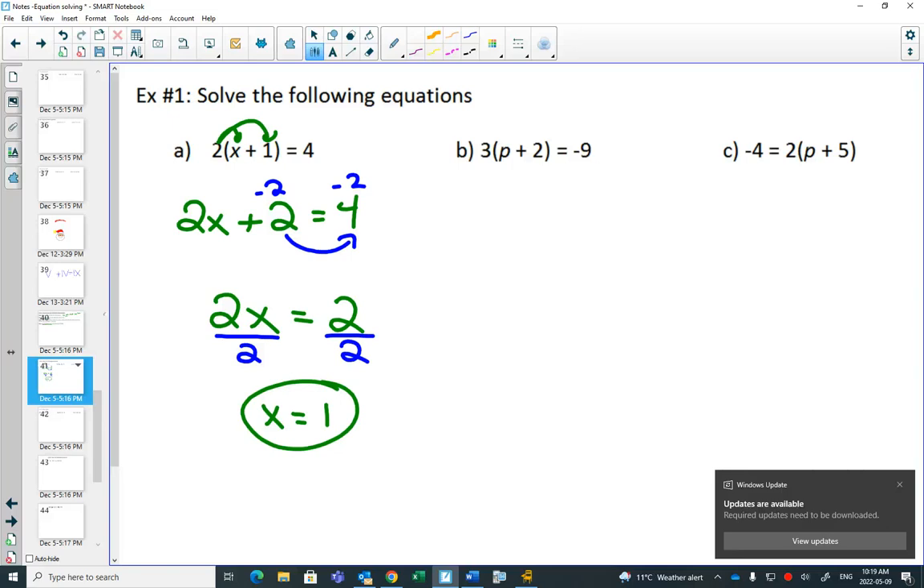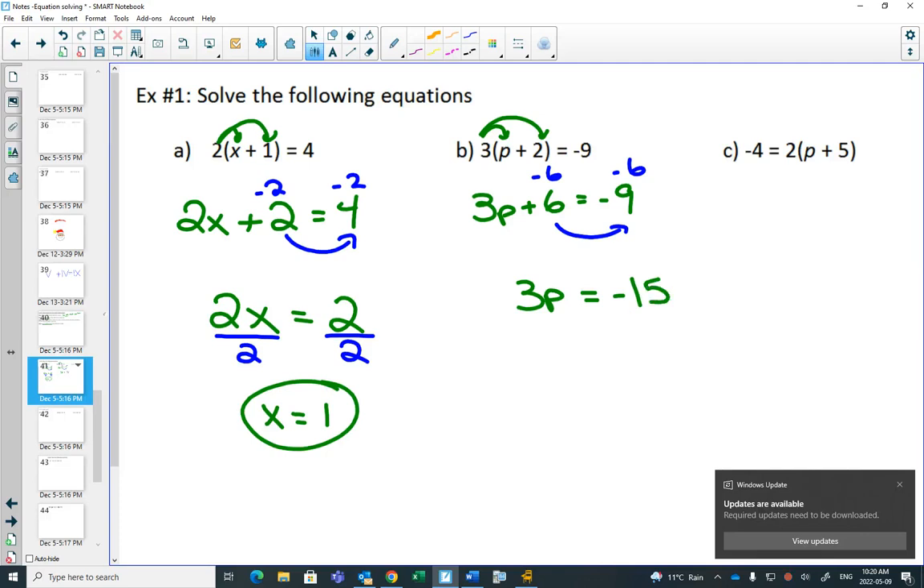So same thing in example 2. We see this 3 outside the brackets. We can distribute. 3 times p, 3p, 3 times 2, plus 6 equals -9. Do we have like terms? Yes. I'm going to move this 6 to this side by subtracting 6 on both sides. That would leave me with just 3p on the left-hand side, and -9 minus 6 is equal to -15.